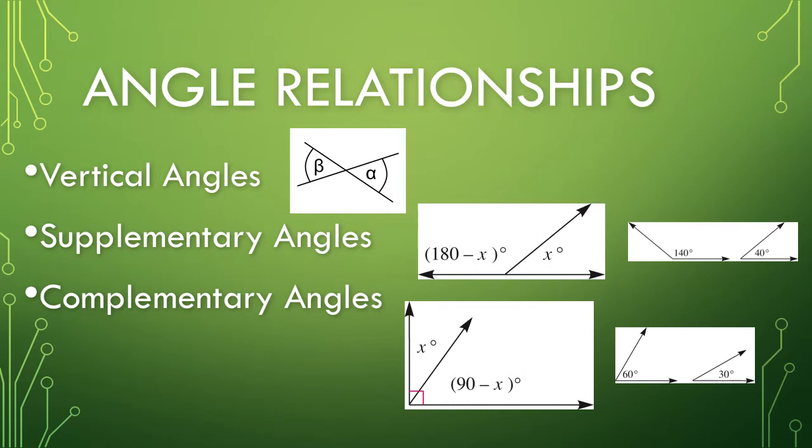Then you have the complementary angles. Complementary angles are when you have a sum of angles equaling 90 degrees. So this 60 and 30 equals 90 degrees.